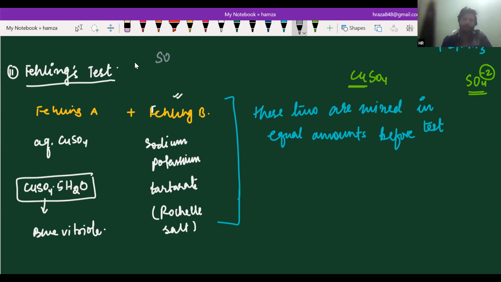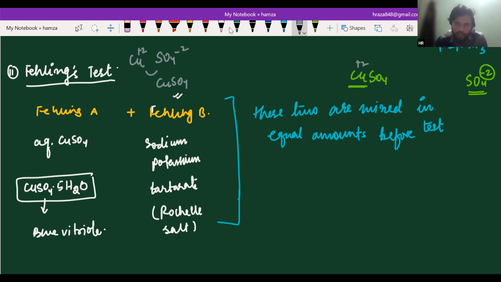And if there is copper and they form a compound and there is no net charge, Cu2+, that means copper must have +2. Cu +2. Are you getting my point? That means this is +2. Yes, sir. Now see, if they are going to mix in equal amounts just before the test, what will happen?